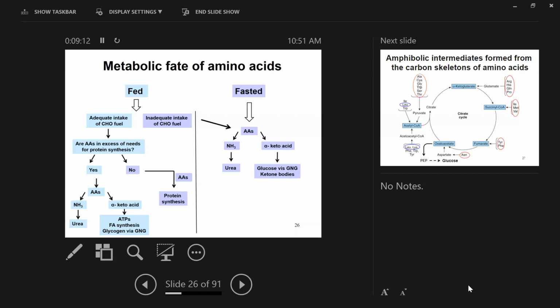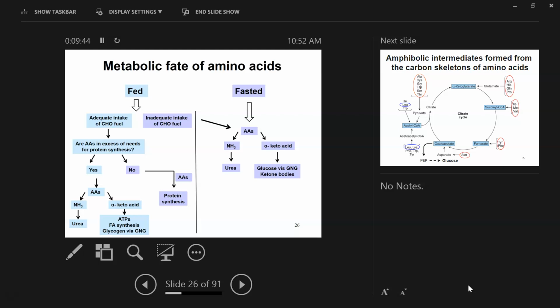So I just want to point out here that gluconeogenesis not only occurs in the fasting condition, but also in the fed condition, particularly when we consume a larger amount of protein. Those amino acids will be converted to glucose and then stored in the form of glycogen, right?